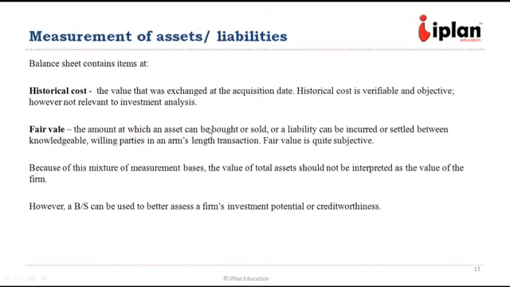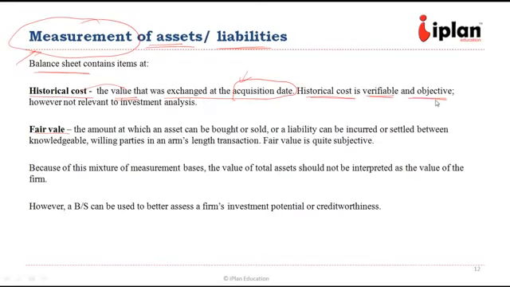Now let us move to the next topic, which is measurement of assets and liabilities. So broadly, there could be two ways of measurement for the items in the balance sheet. One is historical cost, one is fair value. So historical cost is the value that was exchanged at the acquisition date when the company purchased the asset or issued a liability such as bond. That historical cost is verifiable and it is objective since it is already part of our accounts.